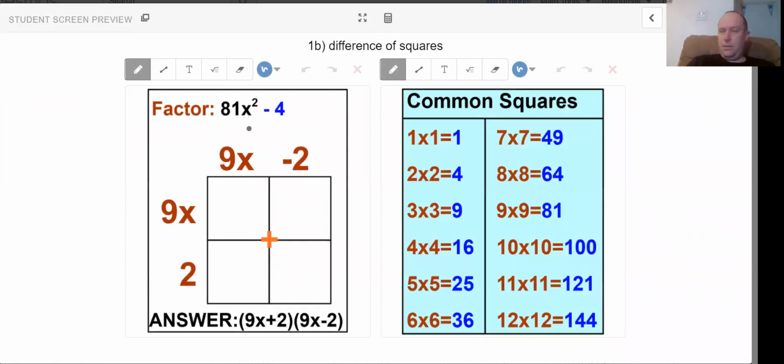Now, this one doesn't start with x squared. You can check the GCF. There's no GCF. If you want to do like last lesson, do 81 times 4, you could do that as well. That would also work for this question. But we can do the same thing we did before. 4, 2 times 2.